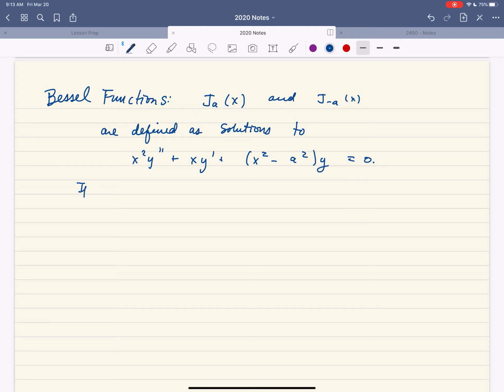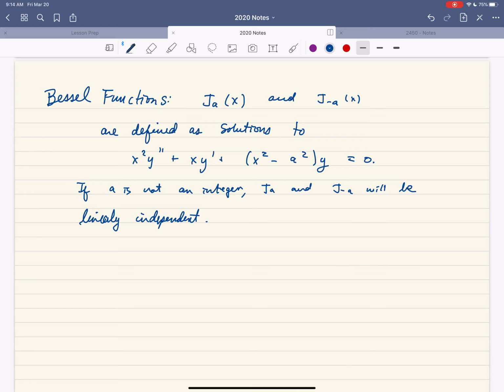But if a is not an integer, then these functions J sub a and J sub minus a will be linearly independent. Okay, so they will be linearly independent. All right. What we're going to do is use the method of Frobenius to get a power series solution for these values.